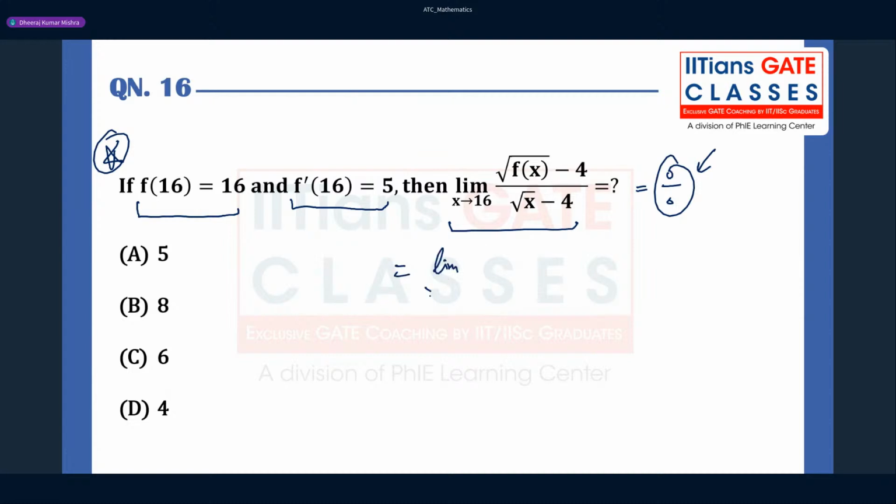So what you can do: limit x tending to 16 of root f(x) minus 4 upon root x minus 4. How to differentiate this? Differentiation of a constant is going to be 0 only, so it will be 1 by 2 root f(x), upon, differentiating root x, again you will get 1 by 2 root x. Understand? Now you can plug in 16 because it is now free from 0 by 0. The 2 will cancel, root x will go up, and the denominator is root f(x).